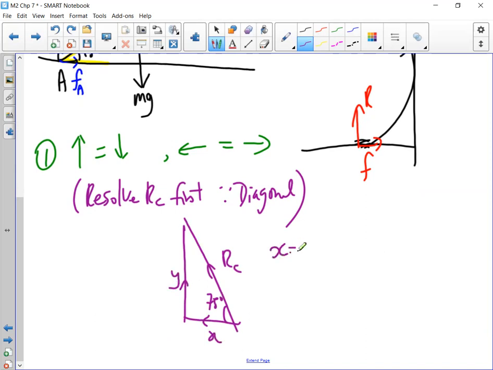So X equals RC cos 75. Y equals RC sin 75.